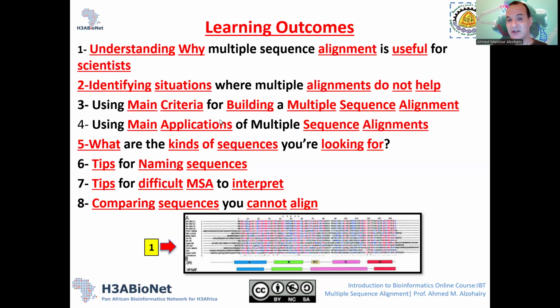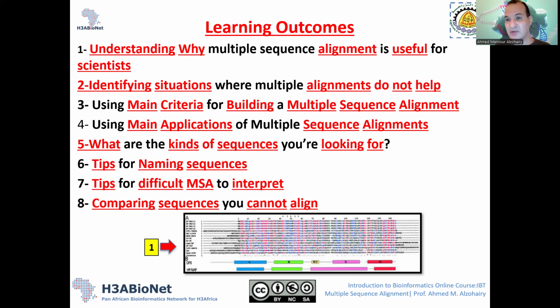The main criteria for building multiple sequence alignment, what is the main application of multiple sequence alignment? What kinds of sequences are we looking for? Of course, this is very important. Tips for naming the sequences, how to name sequences in the right way. Also, tips for interpreting difficult multiple sequence alignments, and how to interpret them in the right way.